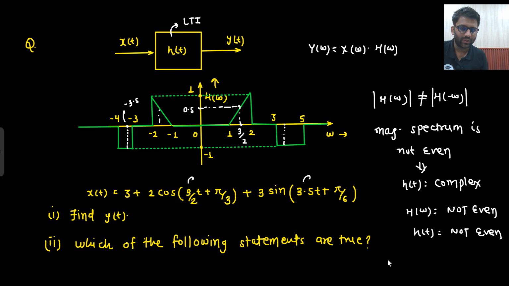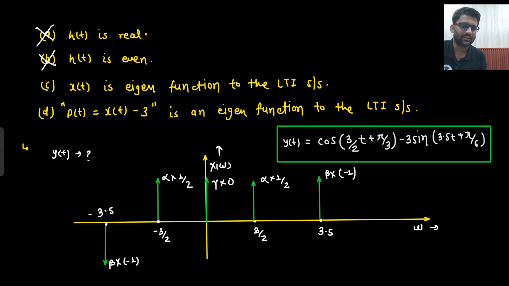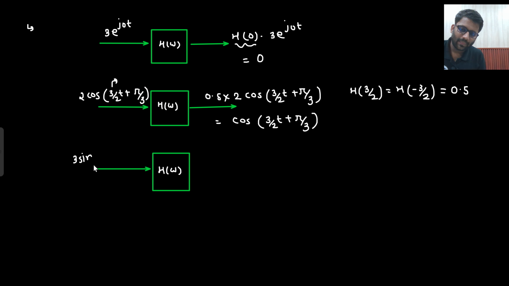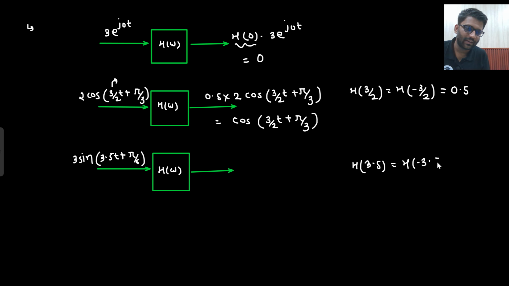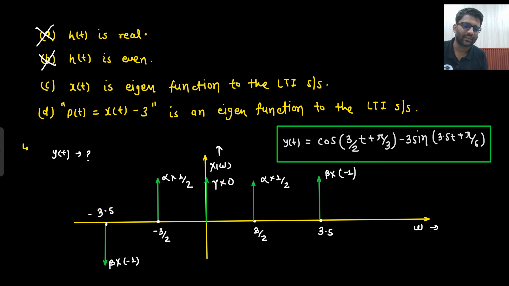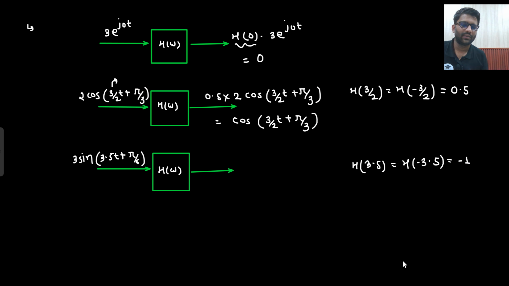Now the third type of input is 3 sin(3.5t + π/6). Always my first task is to check H(ω₀). So H(3.5) and H(−3.5), I can directly see that both are equal to −1. So this value will be multiplied by −1: −3 sin(3.5t + π/6).